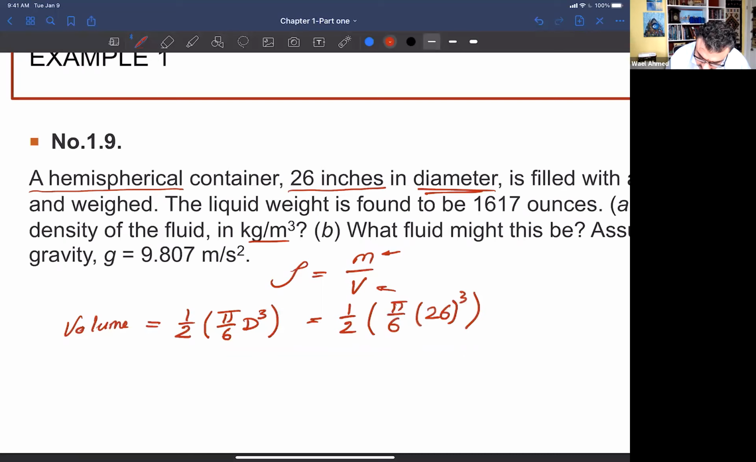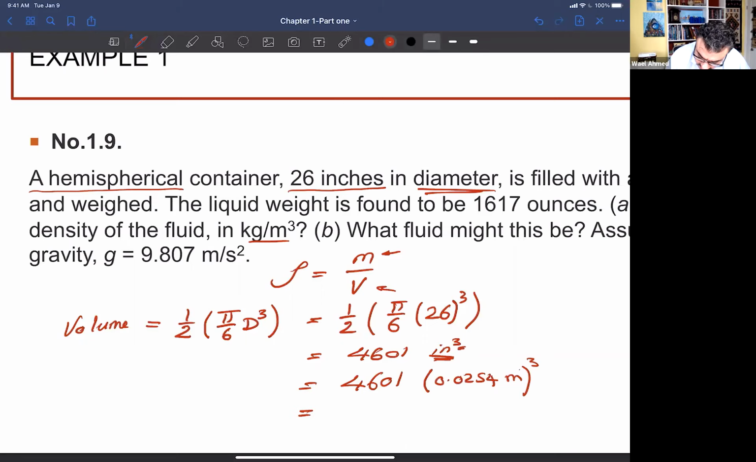Cube. So if I calculated this, it will be 4601 inch cube, just cheating here from my sheets. In order to convert this into meter cube, I know that an inch is 0.0254 meter, right? But remember, this is actually cube, so if you do this cube, that means basically you have also to multiply this number.